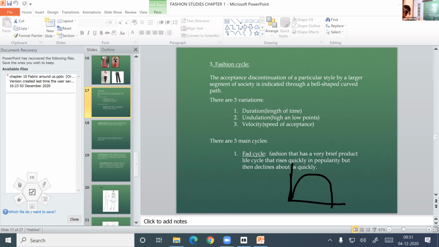Okay, the next one is standard cycle. So who is going to explain standard? You.